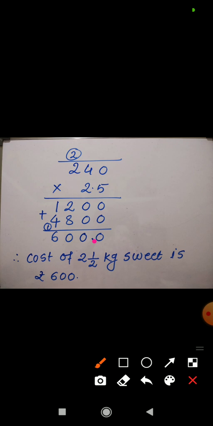Okay, so it is 600.0 now. So what is the cost of 2.5 kg sweet? 600 rupees. Because 0 after the decimal point has no value. So the answer is 600 rupees only.